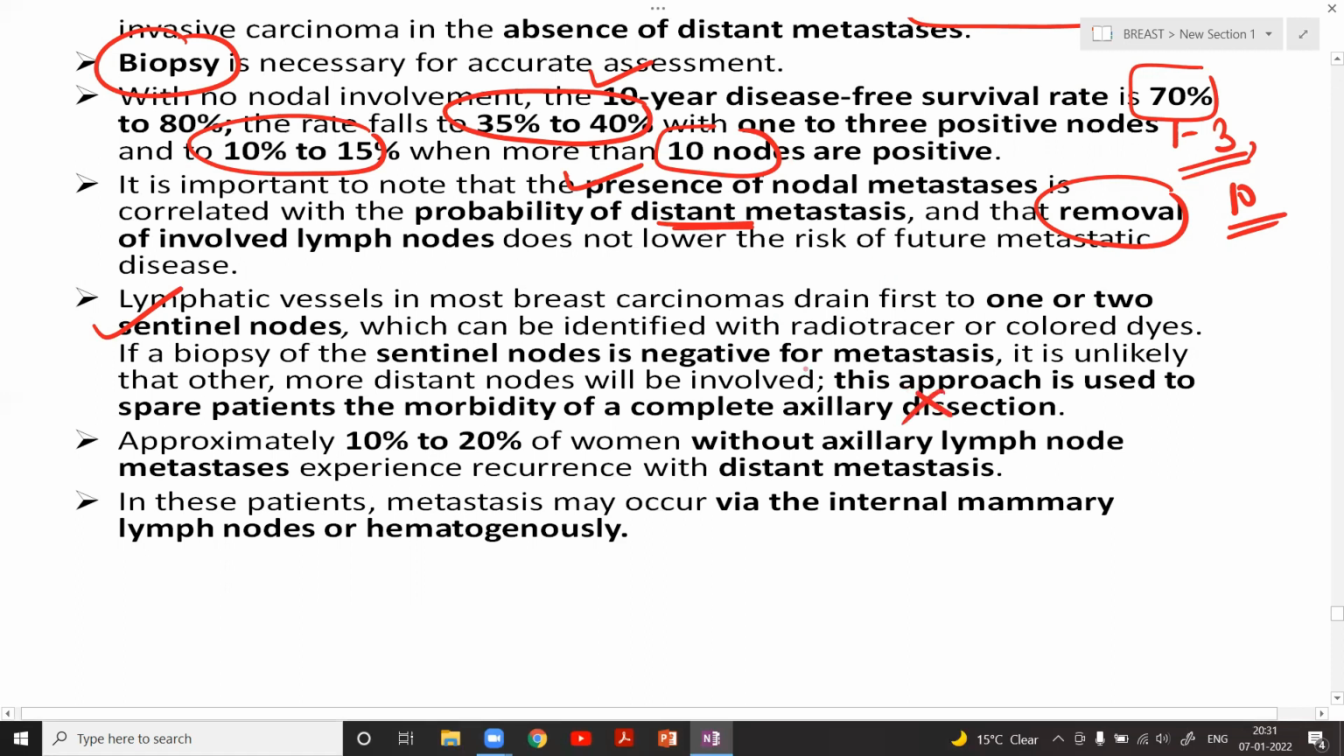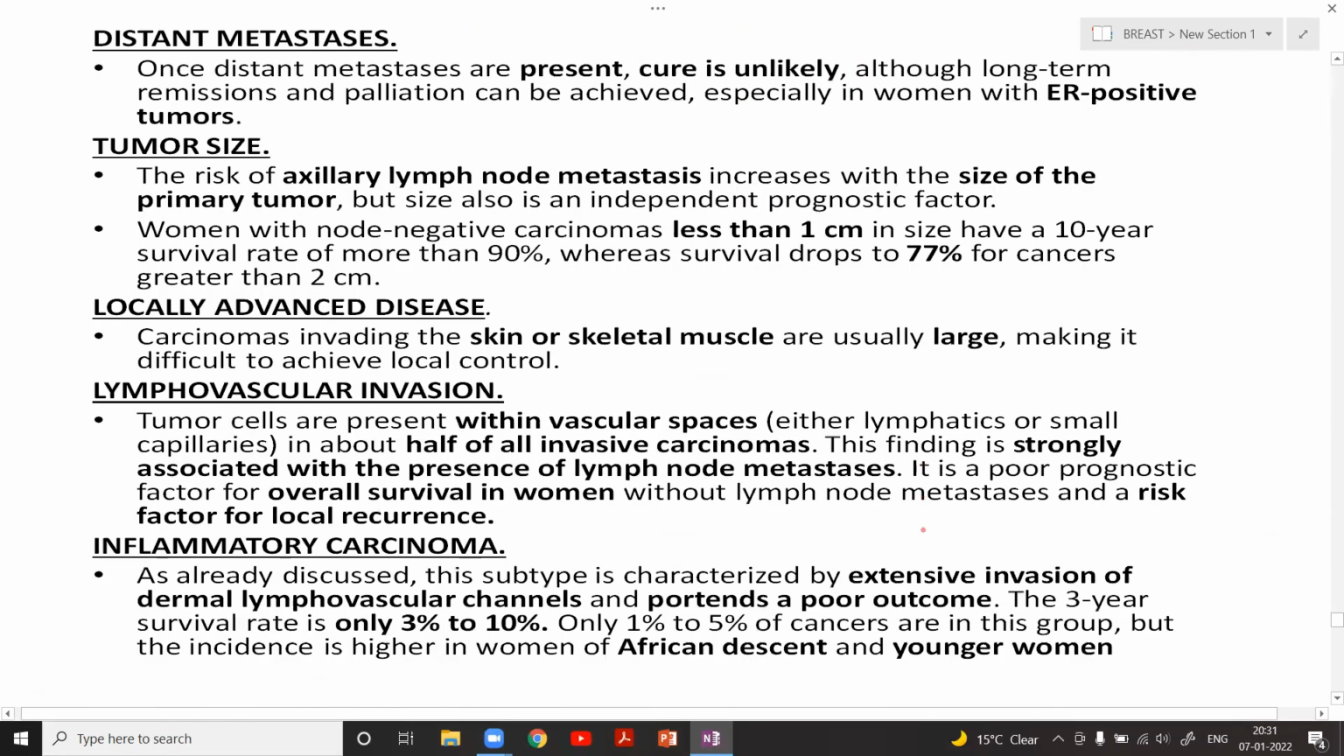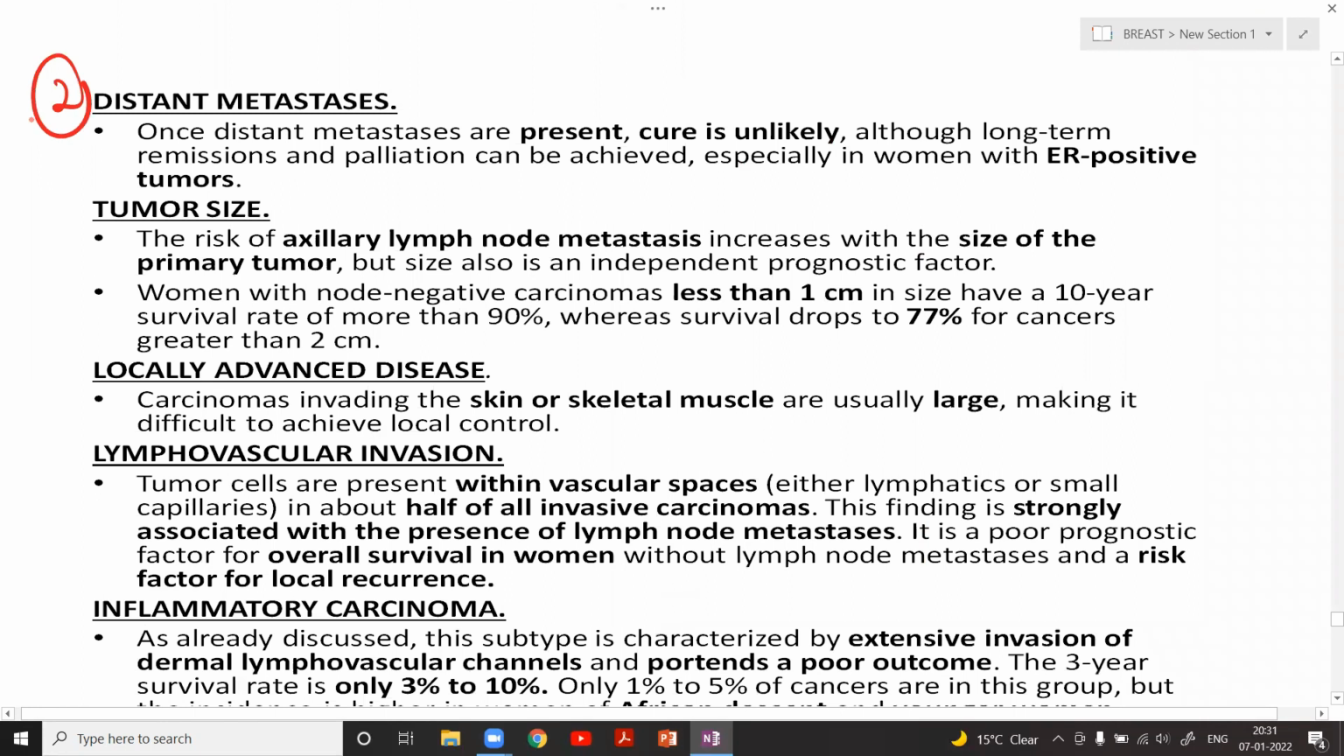Now there are approximately 10 to 20% such women who have negative axillary lymph nodes, yet they develop distant metastasis as well. In such cases, the metastasis occurred via the internal mammary group of lymph nodes or hematogenously. The second important thing is distant metastasis, which becomes the most important factor. Once distant metastasis is there, cure is unlikely. Remember one thing. Then the third important thing is the tumor size.